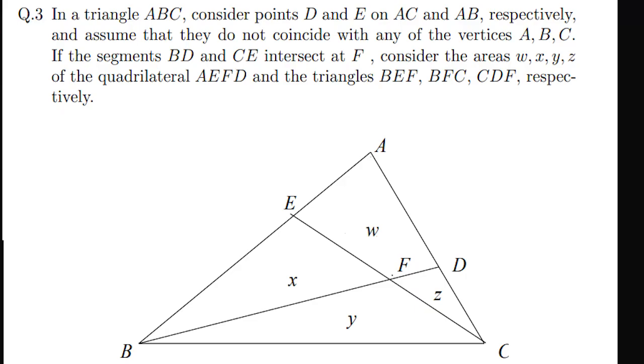Now in this question number 3, we are given this triangle ABC, and it says consider points D and E on AC and AB respectively, and assume that they do not coincide with any of the vertices ABC. If the segments BD and CE intersect at F, consider the areas W, X, Y, and Z of quadrilateral AEFD, triangles BEF, BFC, CDF respectively. Then we need to prove these two results.